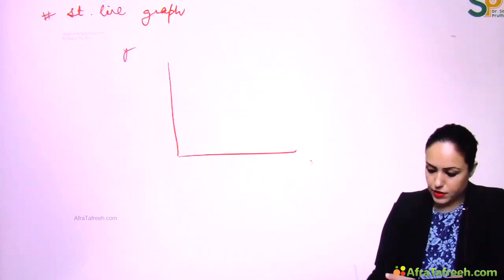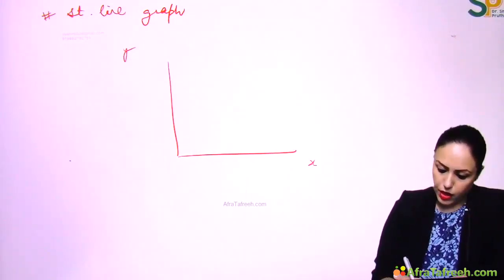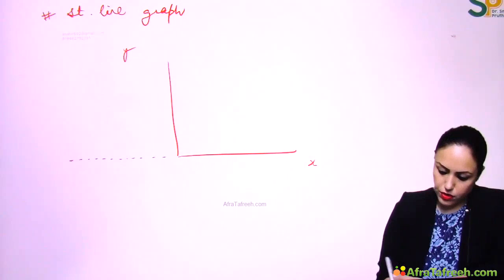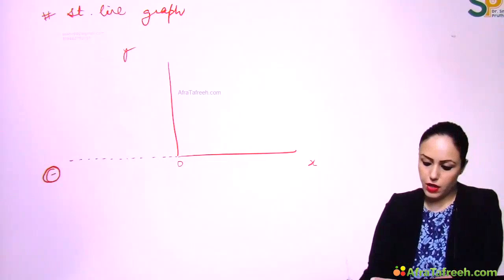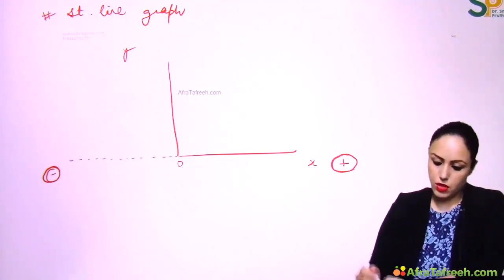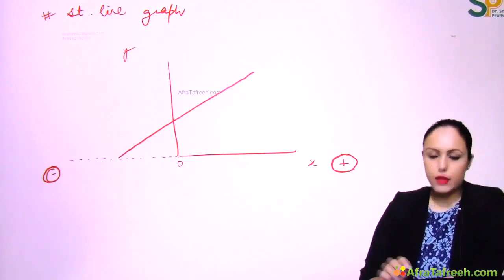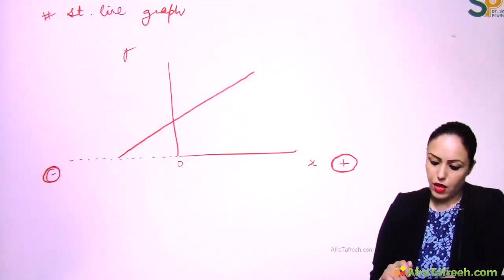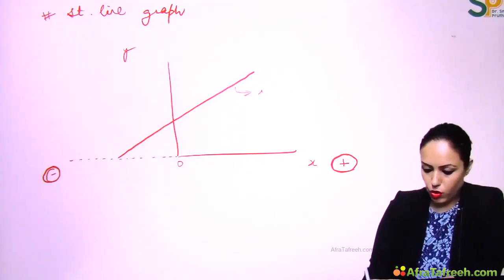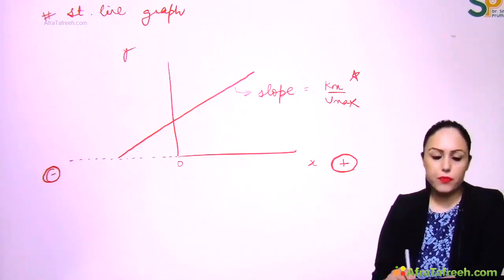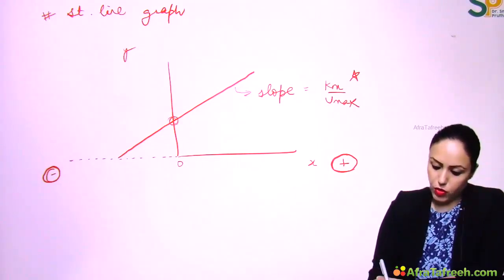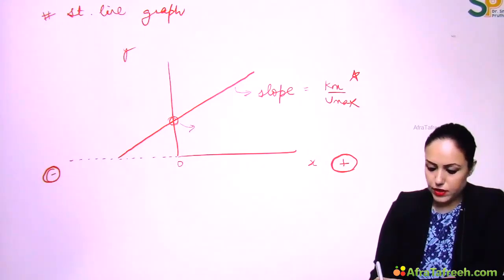So this is the y-axis, this is the x-axis. I am taking the negative side of the x-axis also. So this point is 0, this point is negative, and here it is the positive direction. So the graph is a straight line graph like this. Now the slope of the graph is equal to Km by Vmax. Important. Then what is the intercept on the y-axis? The intercept on the y-axis is 1 by Vmax.